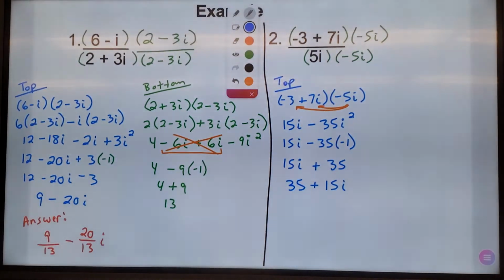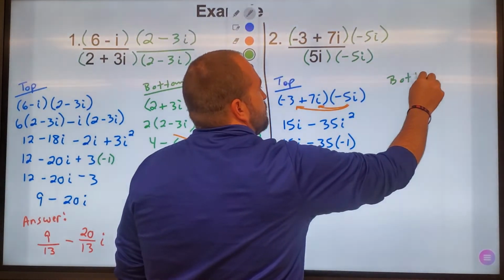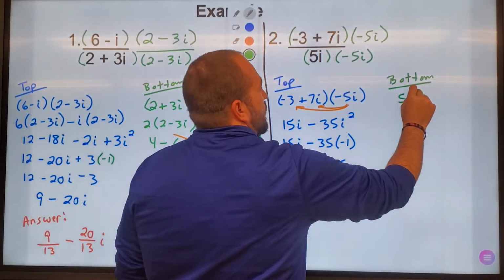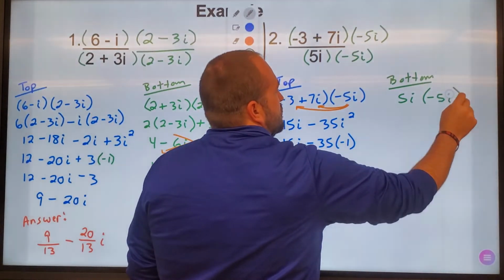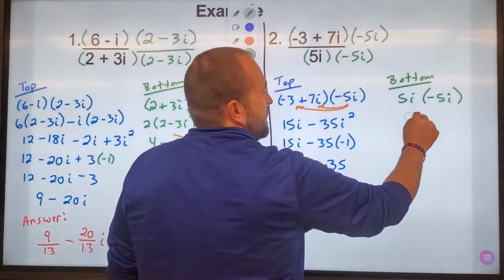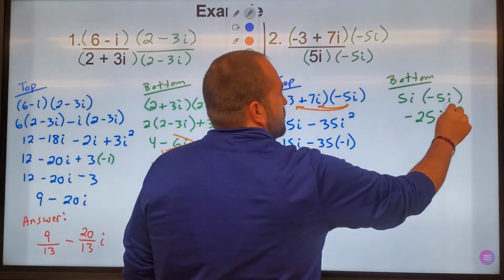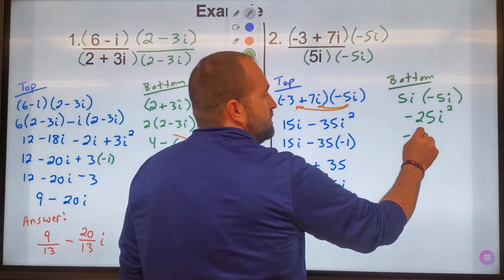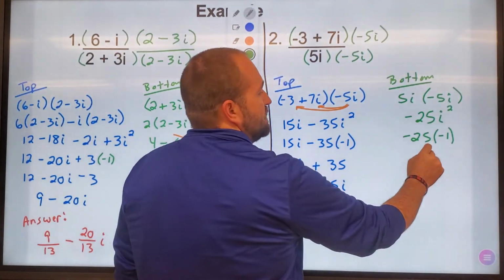Okay, so the top portion is done. The bottom then. We have 5i times negative 5i. 5 times negative 5 is negative 25. i times i is i squared. Again, replacing that i squared with negative 1 gives us now negative 25 times negative 1, which is positive 25.